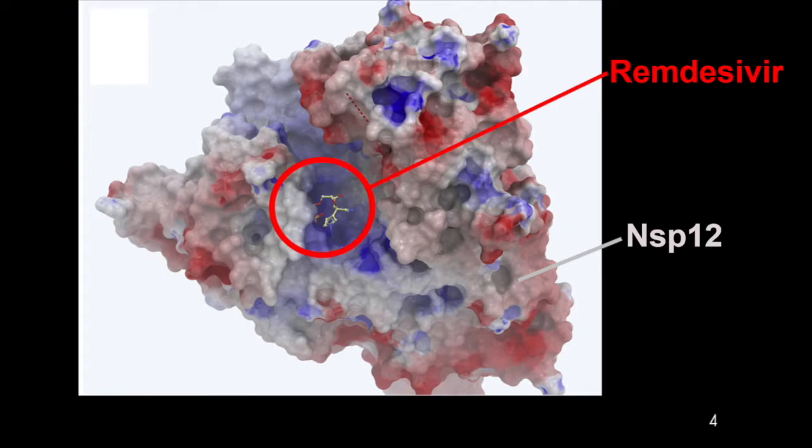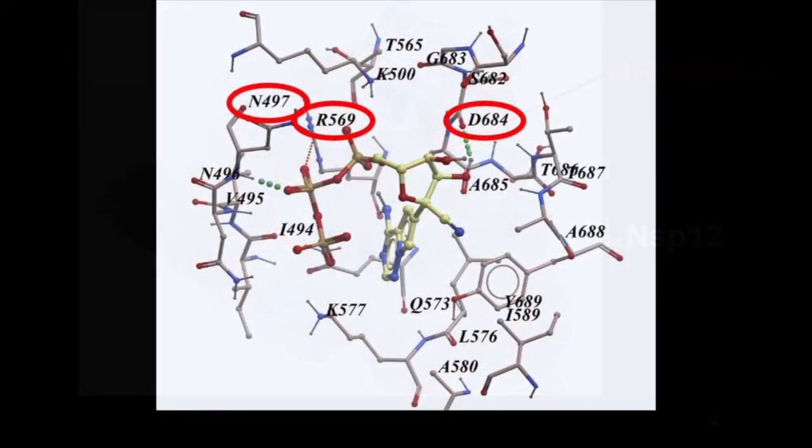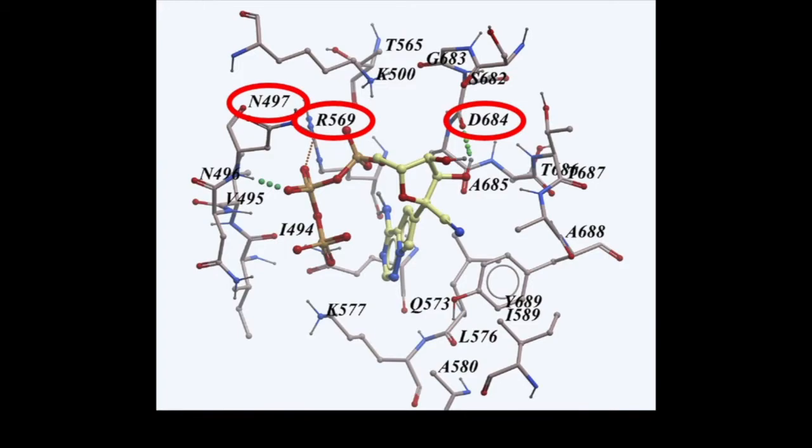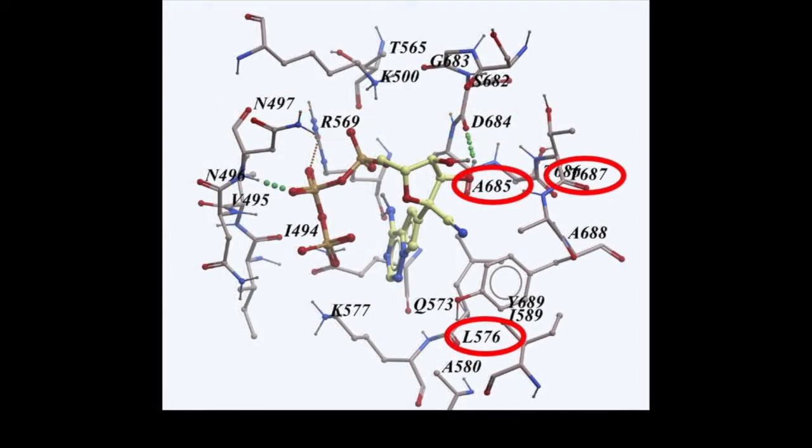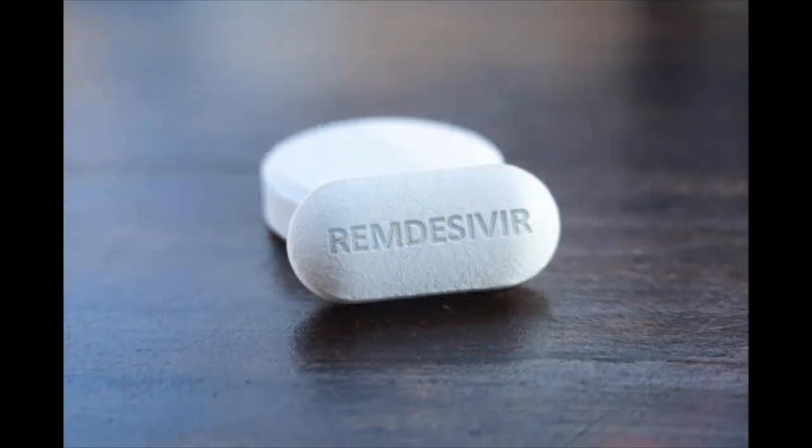However, remdesivir binds to this pocket by forming hydrogen bonds with asparagine 497, arginine 569, and aspartic acid 684. Additional hydrophobic interactions with leucine 576, alanine 685, and tyrosine 687 may also aid in the high binding affinity of remdesivir to this active site. Thus, by binding to the RNA binding channel of NSP12, remdesivir inhibits transcription and the synthesis of viral nucleic acid.